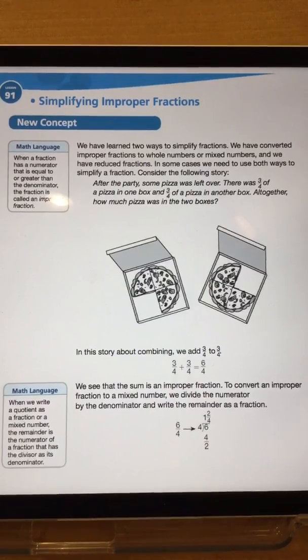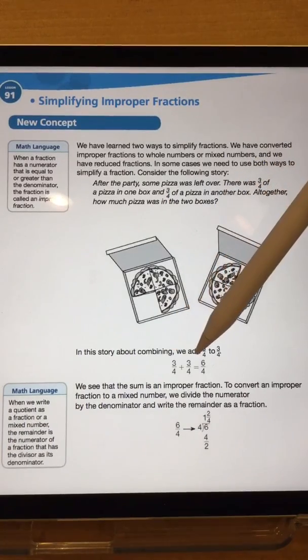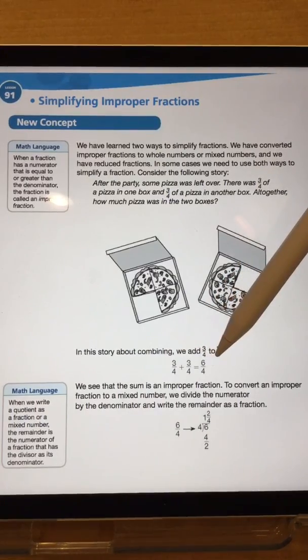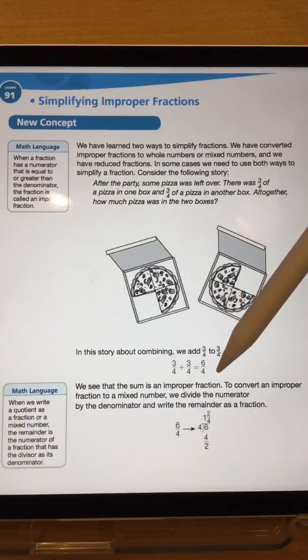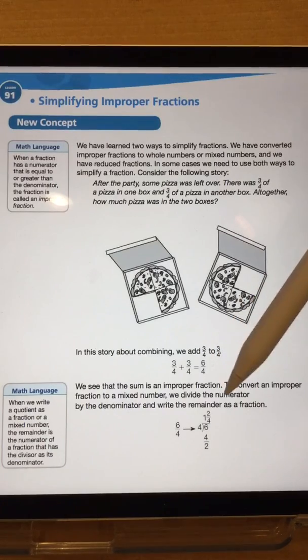All right, listen to the following story. After the party, some pizza was left over. There was 3/4 of a pizza in one box and 3/4 of a pizza in another box. Altogether, how much pizza was in the two boxes? So I add my 3/4 plus my 3/4. I only need to add my 3 plus my 3. My denominator stays the same, correct? That becomes 6. So 6/4 is an improper fraction.